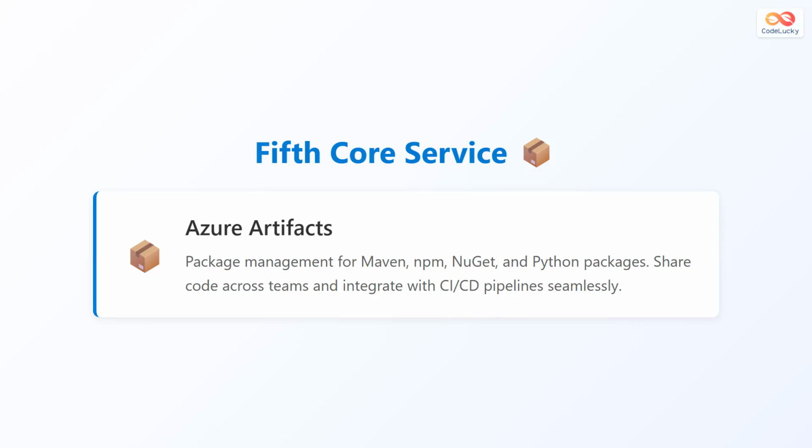The fifth and final core service is Azure Artifacts. This service handles package management for popular package types including Maven, NPM, NuGet, and Python packages. It allows teams to share code across different projects and integrates seamlessly with continuous integration and continuous deployment pipelines, making dependency management simple and efficient.